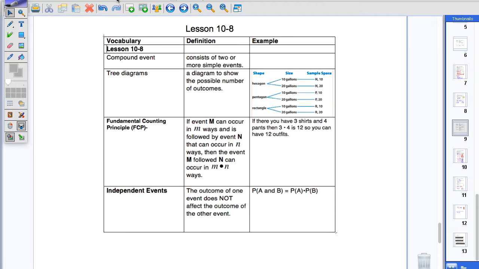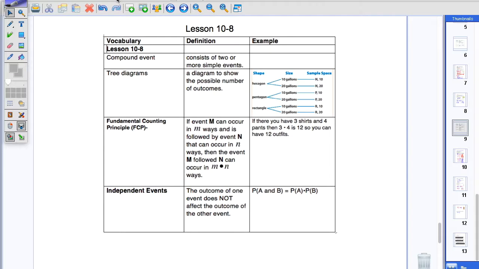This is the vocabulary for lesson 10-8. A compound event consists of two or more simple events. A tree diagram is a diagram to show the number of possible outcomes, and I have an example of a tree diagram. The fundamental counting principle, abbreviated FCP: if event M can occur in M ways and is followed by event N that can occur in N ways, then the event M followed by N can occur in M times N ways.